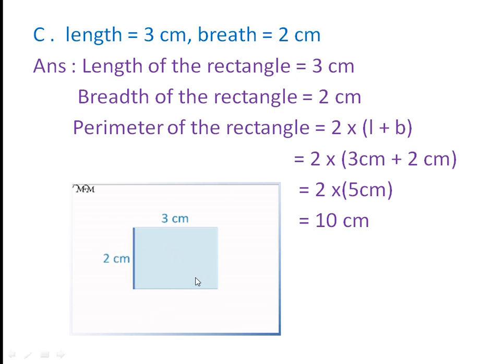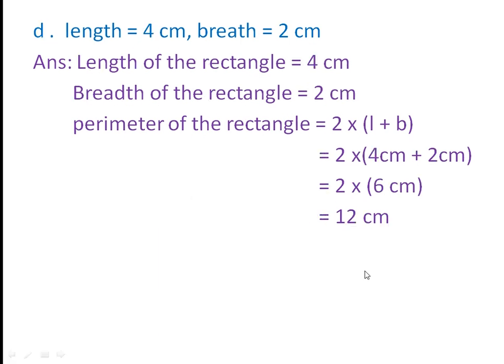See in this picture is the example for this problem. See here, this is the length. This is the length and these are the breadths. Okay. First we add the 3 centimeters and 2 centimeters. We get the 5 and multiplied with 2 we will get the 10 centimeters, the answer. Okay, like this we should calculate the total perimeter of the rectangle.